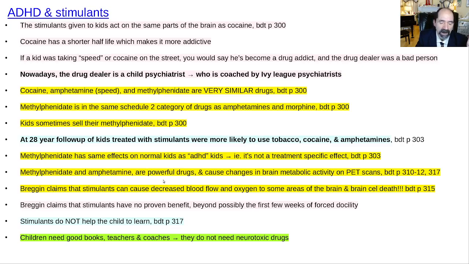Methylphenidate and amphetamine are powerful drugs. They cause changes in the brain's metabolic activity, as demonstrated on PET scans. Numerous references to that effect. Breggin claims that they cause decreased blood flow and oxygen to some areas of the brain and increase the risk of neurons dying, brain cell death. You really want to give your kid a drug that kills their brain cells, some of them? Not good. Breggin claims that stimulants have no proven benefit beyond possibly the first few weeks, if you call forced docility a beneficial effect.